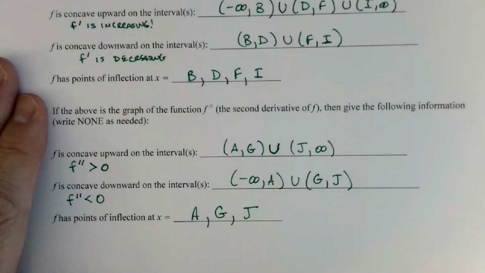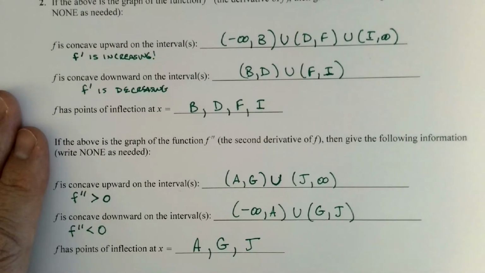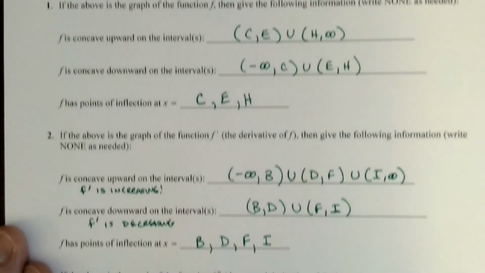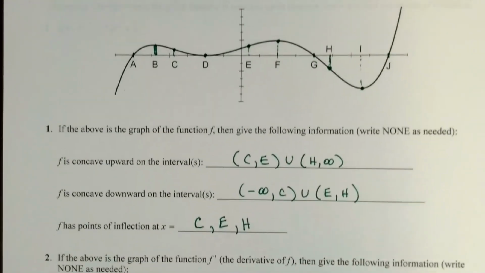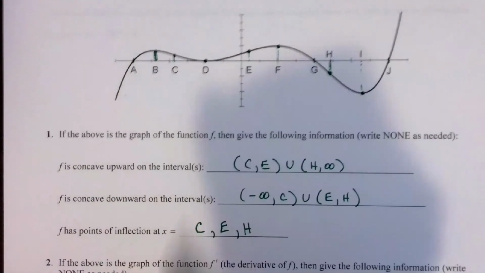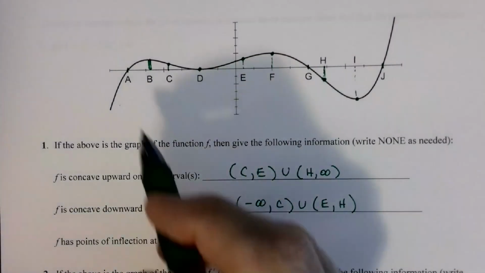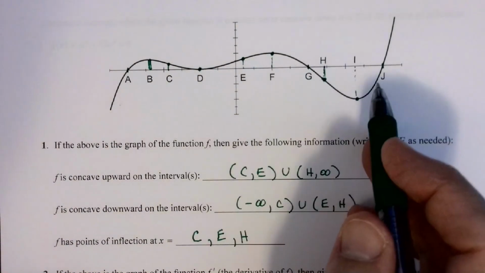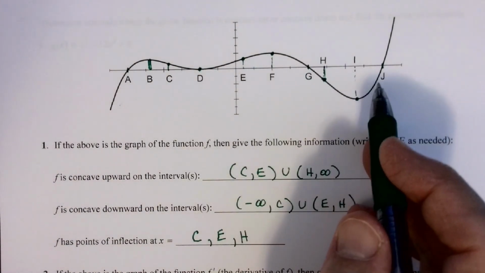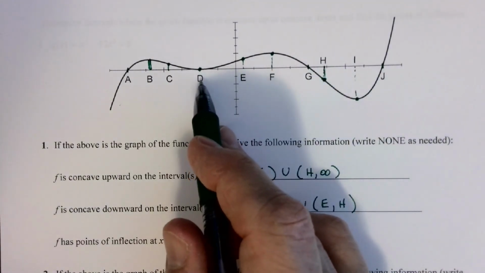Now, go back to the graph. What's happening to the graph of the second derivative at A, G, and J, where our function f has points of inflection? What's happening at A, G, and J? The second derivative is 0. But not just that. Because if you'll note, at A, G, and J the second derivative is 0. It's also 0 at D. Why is D not a point of inflection?